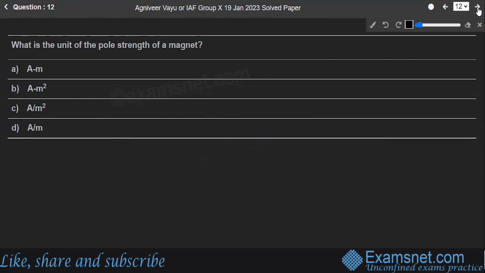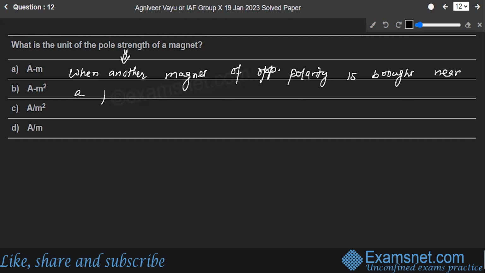What is the unit of pole strength of a magnet? Pole strength: when another magnet of opposite polarity is brought near a pole, the amount of force a pole of a magnet exerts is called the pole strength.